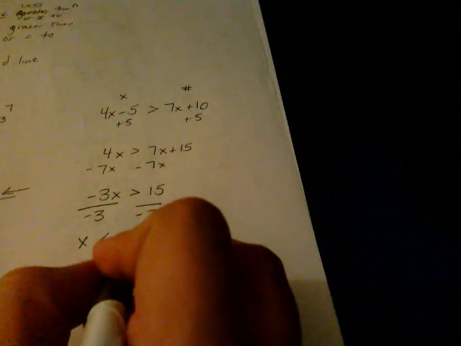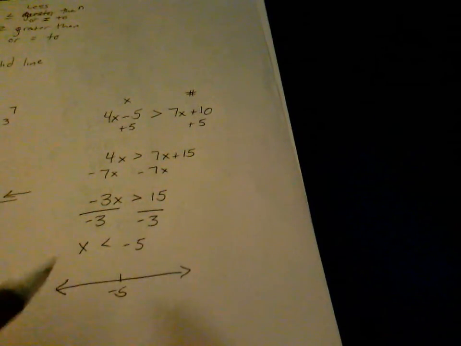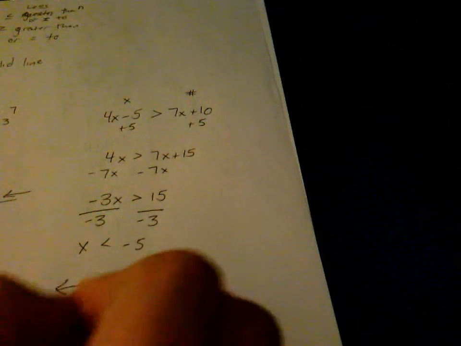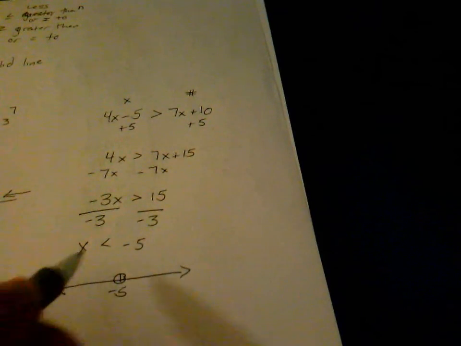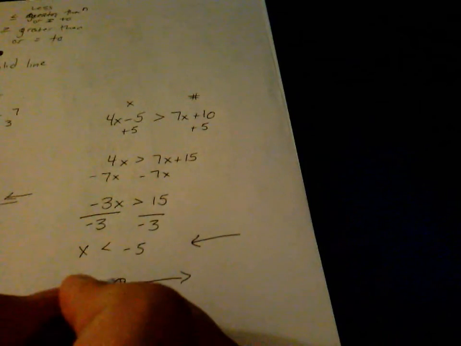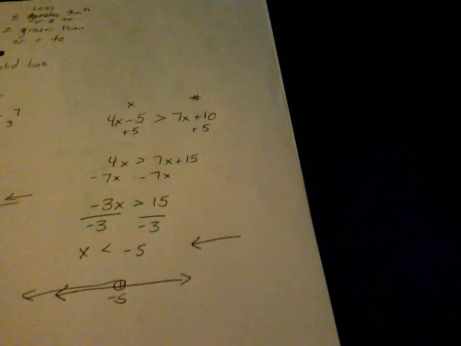So once again, I'm going to put negative 5. This does not have a line under it, so it's going to be an open dot. And since this little thing looks like this, it's going to be pointing to the left. So we're going to put an arrow to the left. And that's the answer to that.